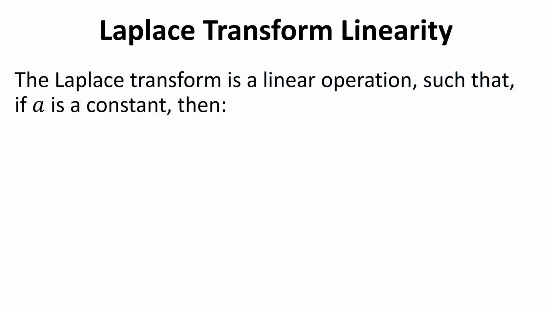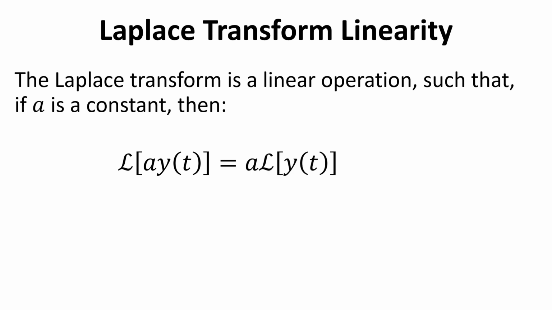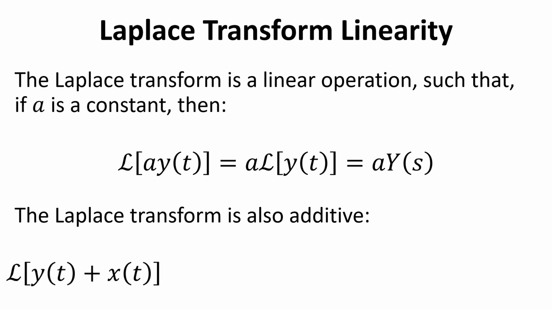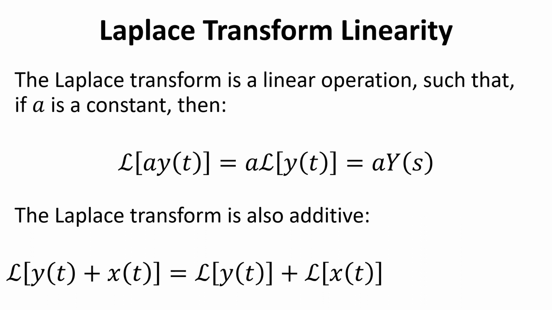And this is the fact that Laplace transforms are linear, so they have linearity. So if we have a Laplace transform of a constant times y of t, it's the same as saying a times the Laplace transform of y of t. So overall we just get a times capital Y of s. Laplace transforms are also additive. So if we have y of t plus x of t, then that's the same as taking the individual Laplace transforms and summing them up.